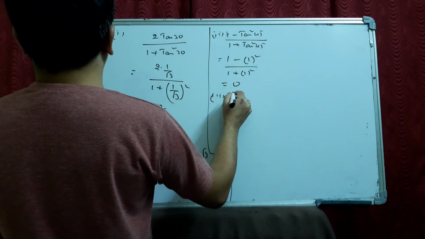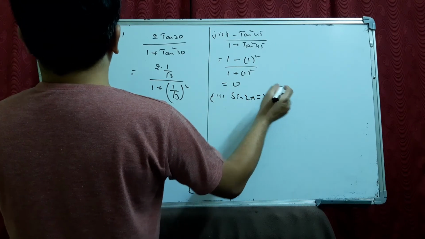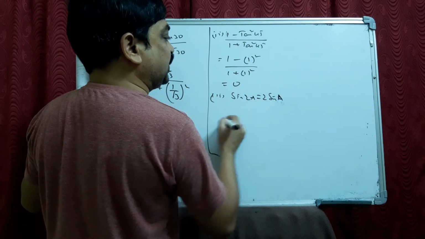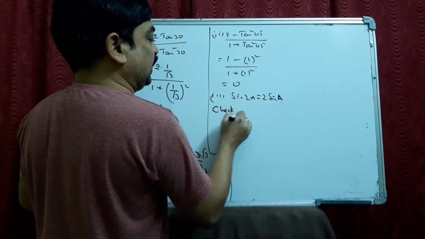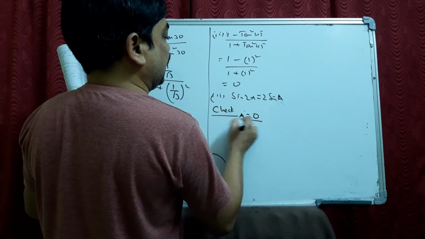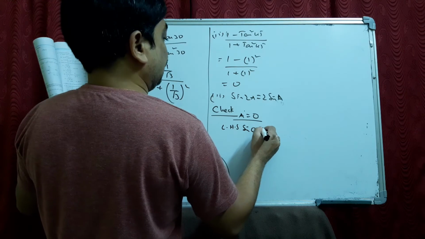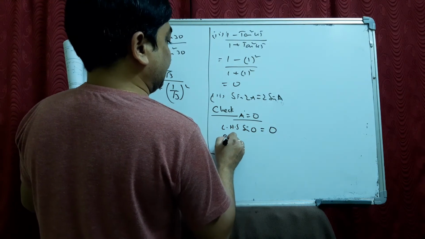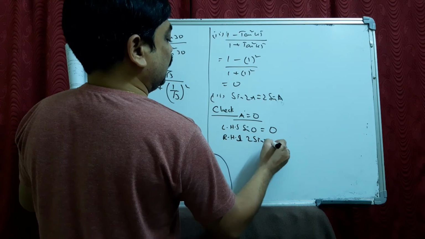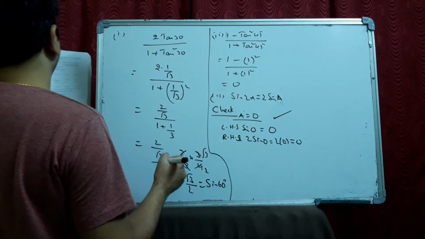Now, third one, sin 2A equals 2 sin A is true for which angle? Let us check with the values. When A is equal to 0, LHS becomes sin 0 equal to 0. RHS is 2 sin 0, 2 into 0 is 0. So it is true for angle 0.